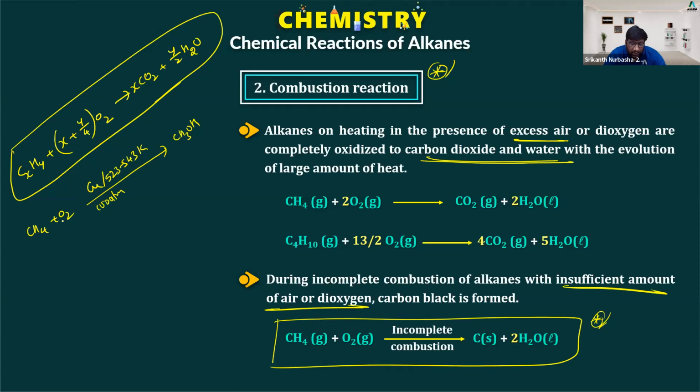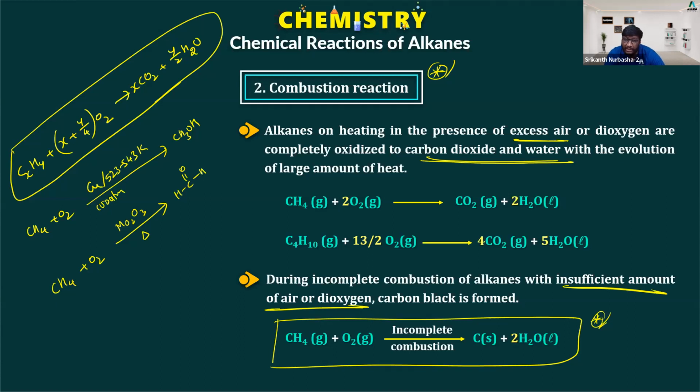If I treat methane with oxygen in the presence of copper catalyst at very high temperature and pressure, it will form methanol. You treat CH4 plus O2 in the presence of molybdenum oxide, Mo2O3, at very high temperature, it will form methanal, HCHO.